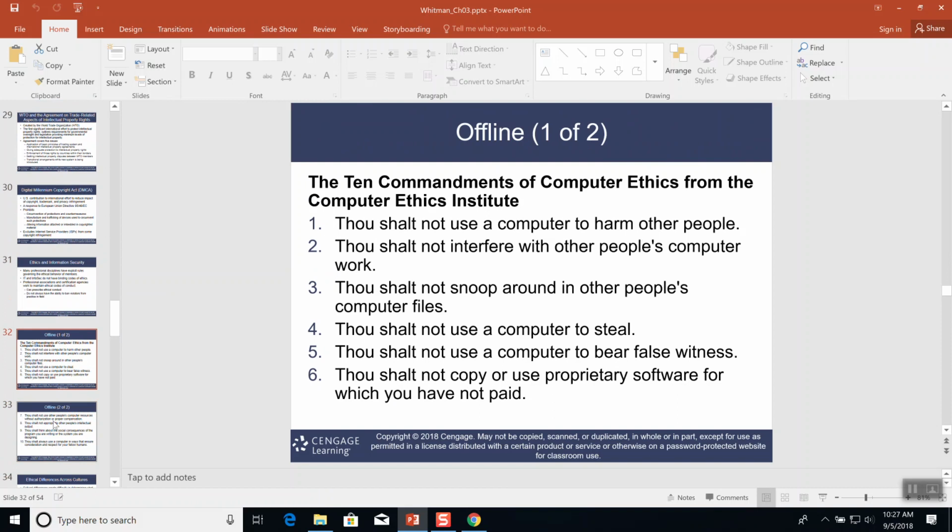Thou shalt not use a computer to steal. I've never done that. I don't want to go to jail. I wouldn't do well in jail. Thou shalt not use a computer to bear false witness. I don't think I've ever done that.